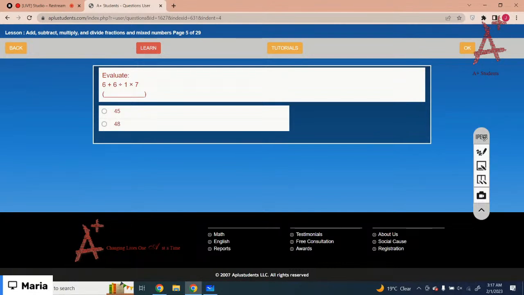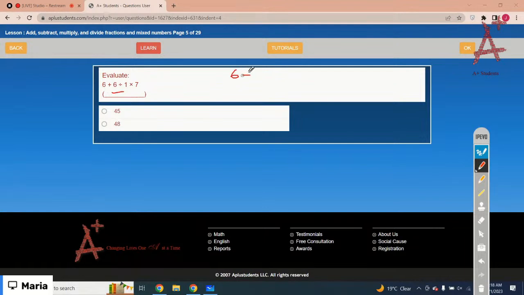Okay, let's go from left to right. So on the left, you have to perform division first. 6 divided by 1 equals 6. Got it? Now you have to perform multiplication first. 6 times 7 is 42. Got it? And in the last, you are left with addition. So 42 plus 6 equals 48. Got it? So the correct option is 48.